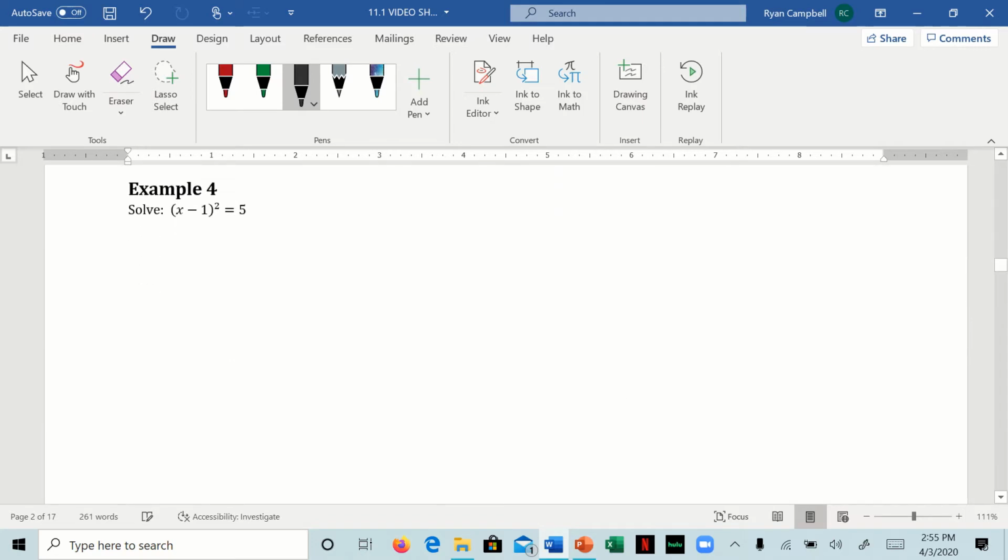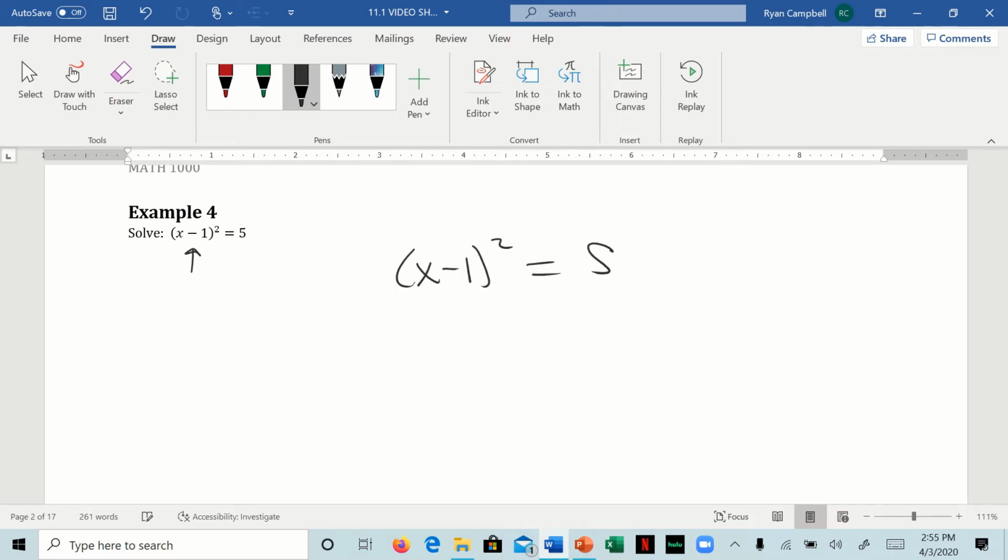Number 4, last one. All right, so this time we already have the square, right? So we could multiply this out, FOIL it out if we really wanted to, distribute it out, but we don't need to, right? We already got a square. It's something squared equals 5. So if we have something squared equals 5, then that means that something equals positive square root of 5, and that something equals negative square root of 5.